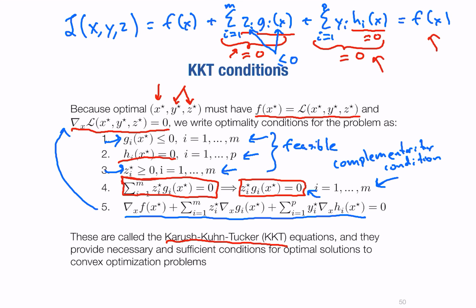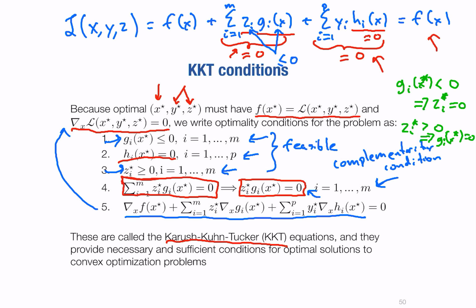Well, it means that if there's any gi strictly less than 0, that's okay, right? It's fine to have one strictly less than 0. But in order for this product to be 0, that implies, and I should really write stars here because this is important, this happens at optimality, that zi star has to be equal to 0. And similarly, if the dual variable zi star is greater than 0, which again can happen by our third constraint, this implies that gi of x star equals 0.